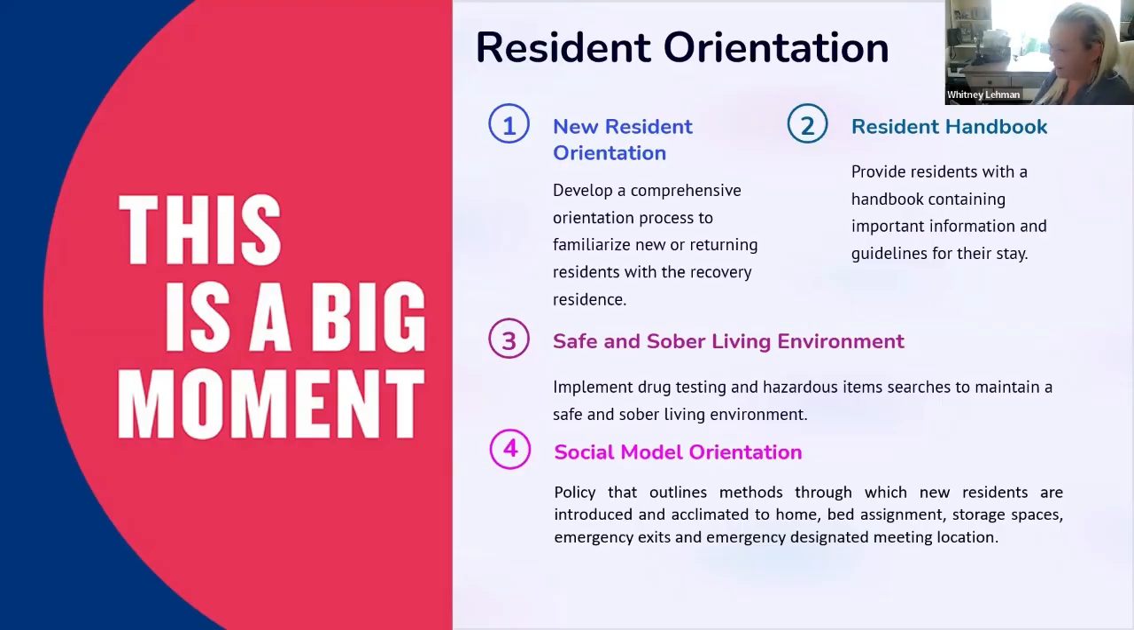So you want to make sure it outlines methods through which the new residents are introduced and acclimated into the home, how they're assigned to their bed, their room, how they're introduced to their storage spaces, both in their rooms, bathrooms, kitchens, walk them around, show them where the emergency exits are, naloxone, introduce them to the residents in the home. How are they introduced to the community at large if they're not familiar with the area, or even this is their first time and they have no idea where a meeting is? So you want to document that process and how you guys orient the resident.